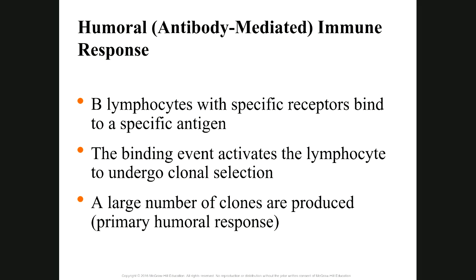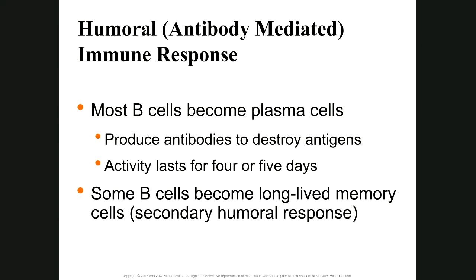The B lymphocyte can make the humoral, or antibody-mediated, immune response. They have specific receptors, and by these receptors, they can bind to a specific antigen. This antigen doesn't need to be presented by antigen-presenting cells. The binding event activates the lymphocyte to undergo clonal selection and proliferation. A large number of clones are produced, and this is one of the humoral responses which we have in our body.